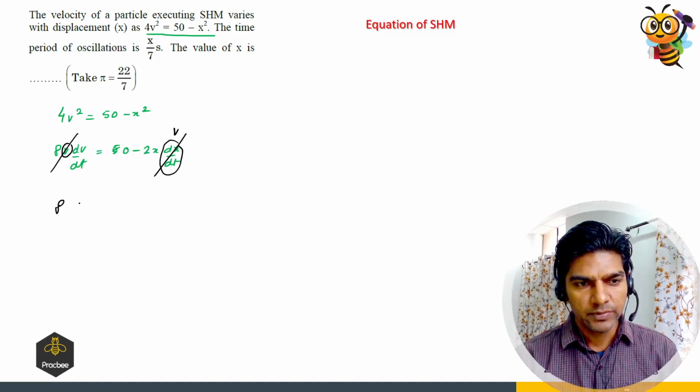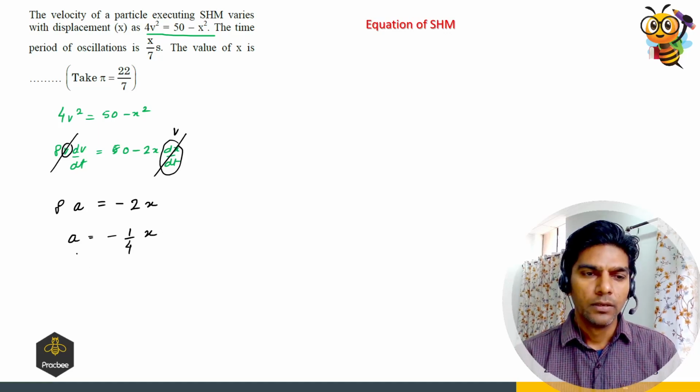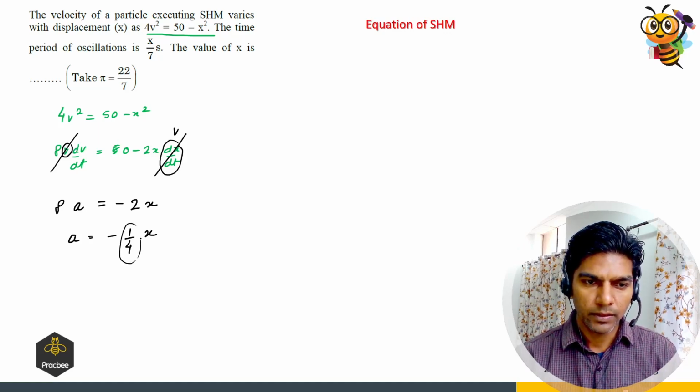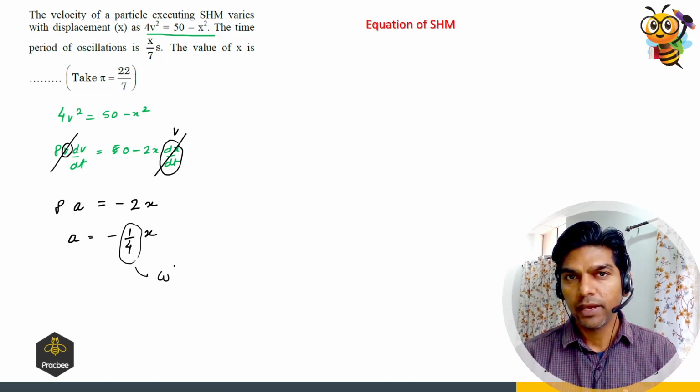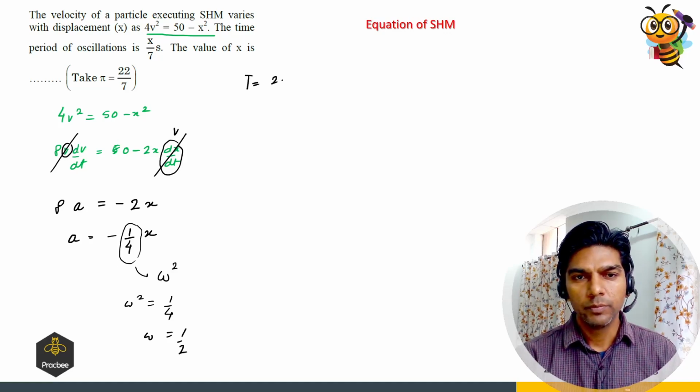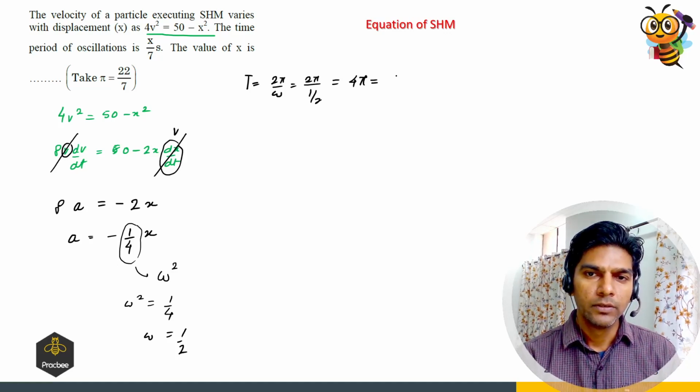So we are getting the acceleration of the particle, because dv by dt is the instantaneous acceleration, equal to minus 2 times x, or acceleration is minus 1 by 4 times x. So here acceleration is proportional to the displacement from the mean position, and this multiple is nothing but the square of the angular frequency. So omega squared is 1 by 4, so omega will be 1 by 2. Now we know omega, we can find the time period, which will be 2 pi by omega. So it will be 2 pi divided by 1 by 2, so that comes out to be 4 pi, and we know pi is 22 by 7, so that will be 88 by 7. So x will be 88.